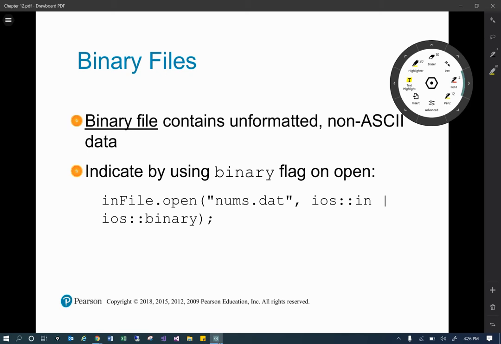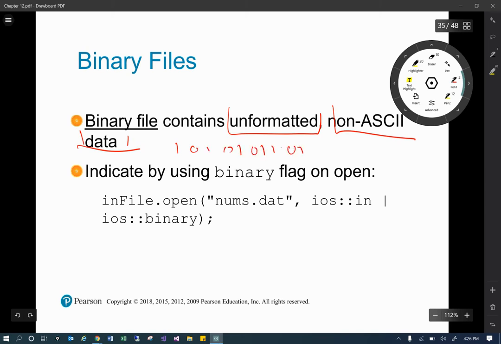So remember, binary files contain that unformatted, non-ASCII data. It's just like we talked about. It's a bunch of ones and zeros. You can indicate that you want to output using binary by using the flag ios::binary. Now remember, you have to have this pipe. If you don't have this pipe, then it will not bring these two flags together.